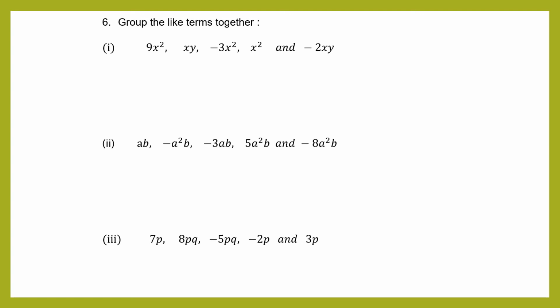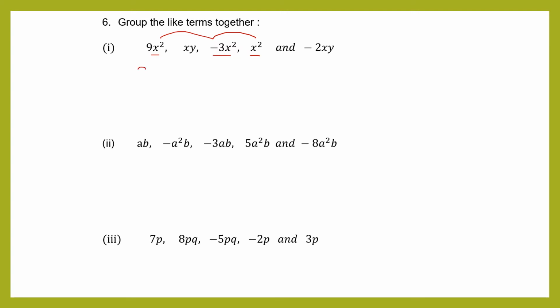Group the like terms together. Terms having the same literal coefficient. What does that mean? Terms having the same alphabetical letters are called like terms. So let's see which are the ones. We are not looking at the numbers, we are looking at the letters, the variables. Here we have x squared. Let's see if there's any other x squared. Here I have another x squared, one more x squared. So these three are like terms. One set of like terms.